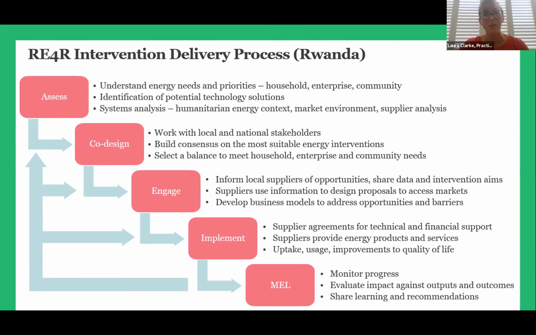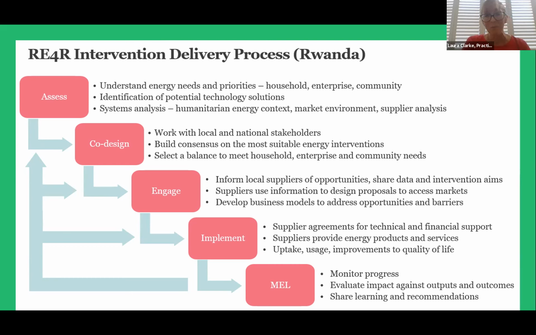We then went through a co-design process where we worked with local and national stakeholders, which included camp staff, government staff, our colleagues at UNHCR at multiple levels, other partners working in the camps, and of course the refugee representatives themselves. And during that co-design process, we built towards a consensus on the most suitable energy interventions to implement, which was that suite of interventions that we looked at, of which the solar home systems was one which we thought would best meet the household and some of the enterprise uses within the camps.